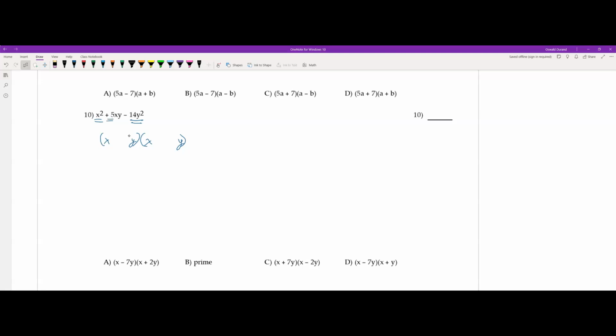So we know we need the factors of negative 14 where the sum is equal to positive 5. So it can only be 7 and 2. But 7 has to be positive, and 2 must be negative, because 7 times negative 2 is negative 14, right? And then 7 minus 2 is equal to positive 5. So put positive 7y, and then negative 2y. Okay? And that's it.